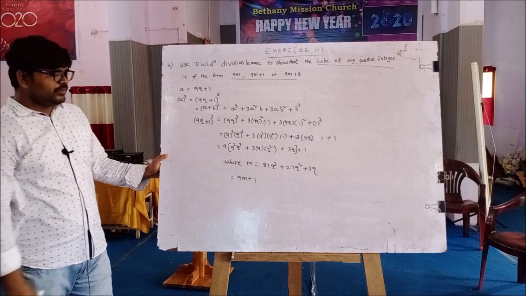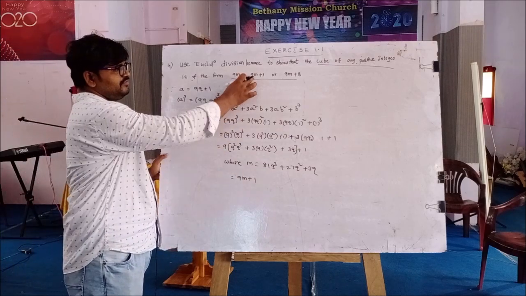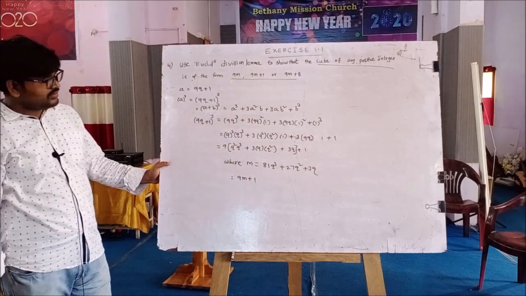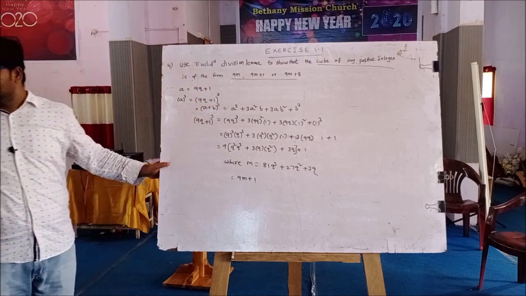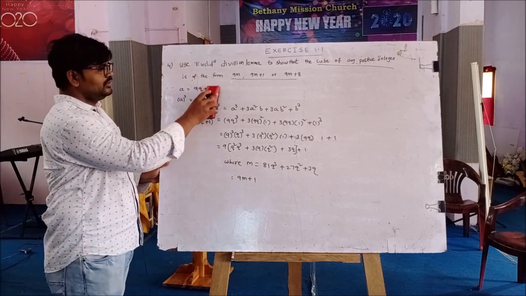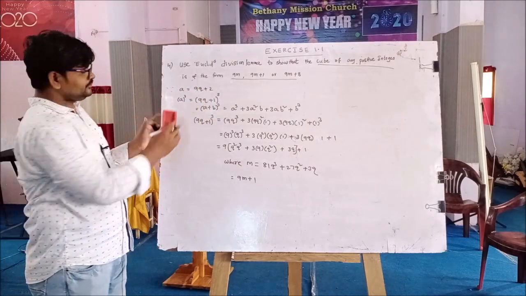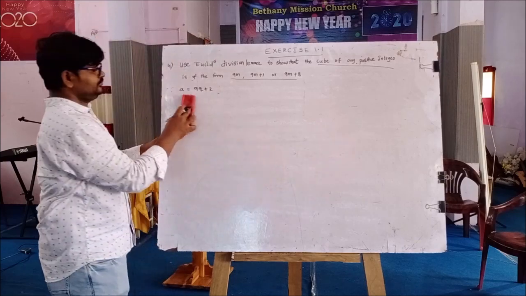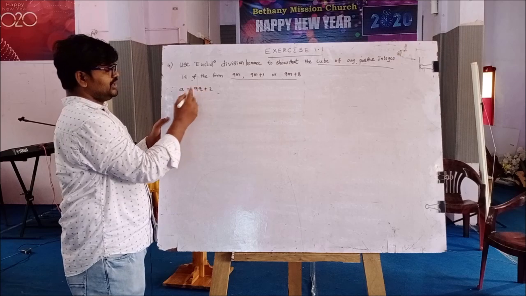The cube of any positive integer is of the form 9m plus 1. And next one, a equals 9q plus 2. Clear? A equals 9q plus 2.